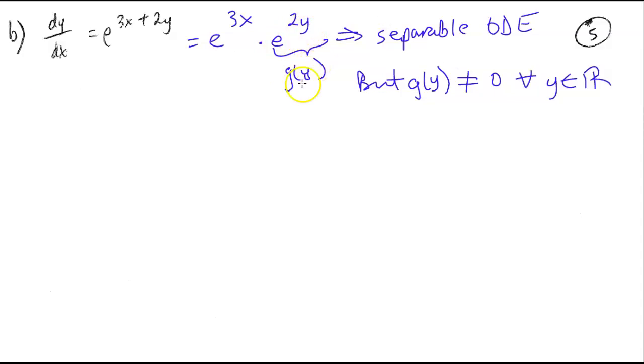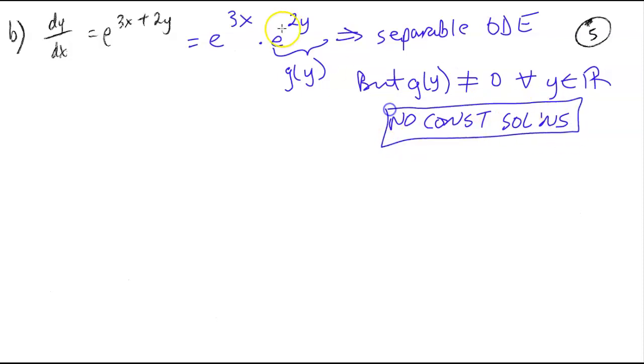We know all exponentially increasing functions that do not have any kind of vertical shift up or vertical shift down are not going to touch or cross the x-axis. So because of that, we have no constant solutions. And we know that because there's no value of y I can plug in here to make everything go to 0. Okay.